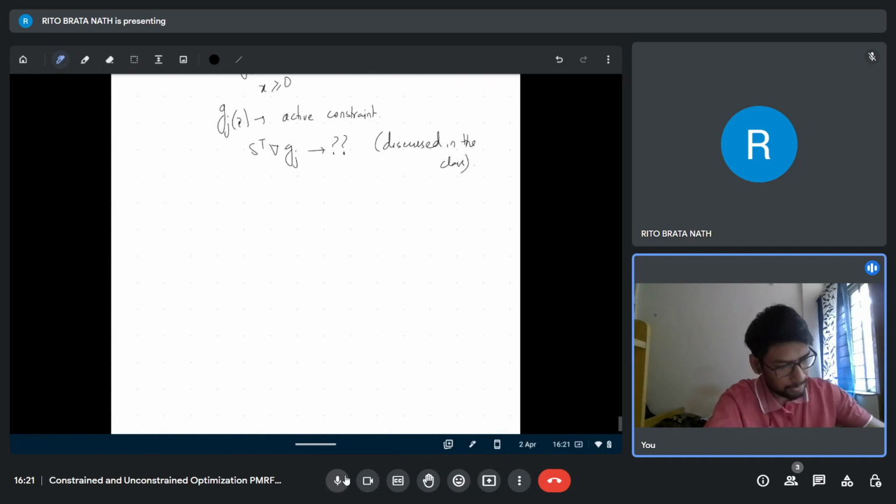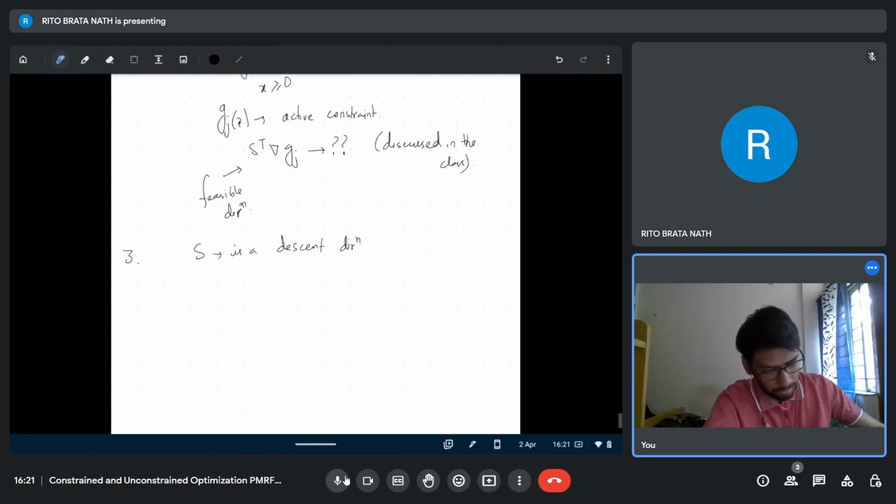Then S is a feasible direction here. For the third problem, S is a descent direction. Then what happens to S transpose delta F? That is being asked. I think you'll also be able to answer this.